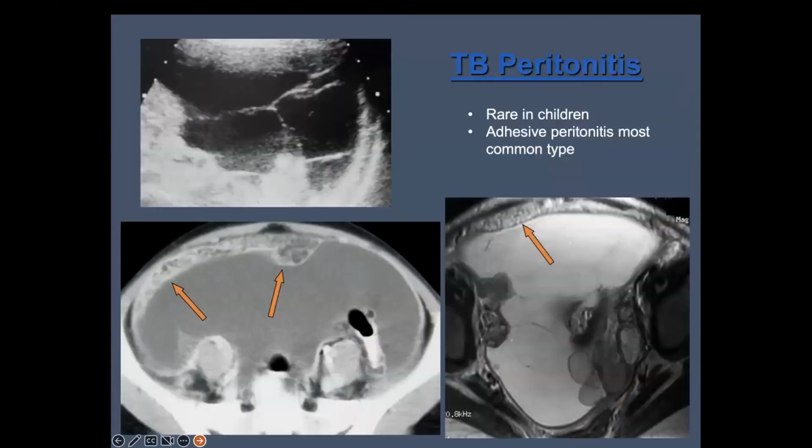And TB peritonitis is really quite rare. I think I've only seen a couple of cases in my career. It's usually an adhesive type of peritonitis, so often it will cause a lot of matting of the bowel. You can see in this patient that there's some bowel and mesentery that's all stuck to the margin of the peritoneal space. On ultrasound, it had a lot of fibrous adhesions within it, which is pretty typical of TB peritonitis. But really, you're not going to know that this is TB until you tap that, probably, because there are so many other causes of peritonitis.